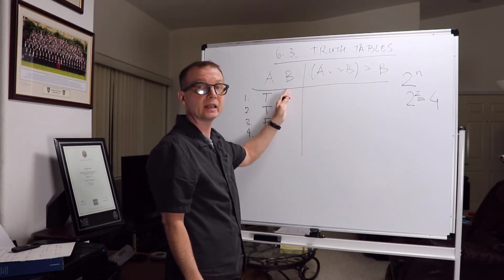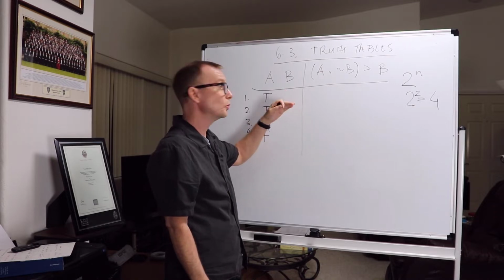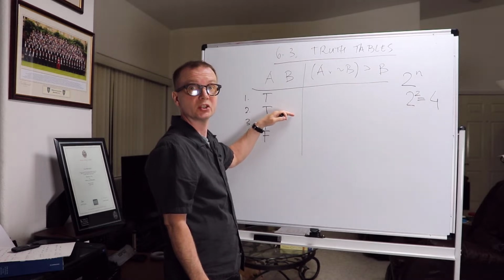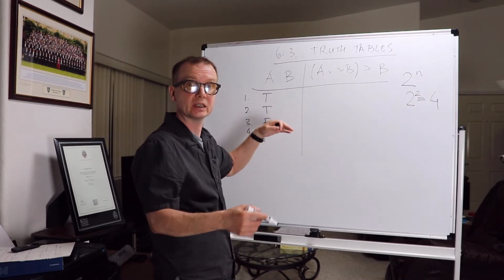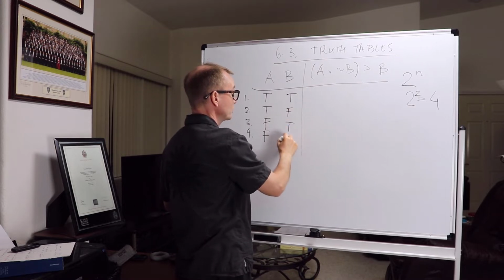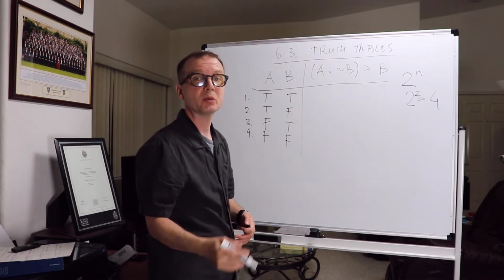Next column, you divide it by 2 again. So here you had 2. What will be here? Well, just one of each. But you have to keep on repeating them, right? True, false, true, false. Your last column should always come up like this.